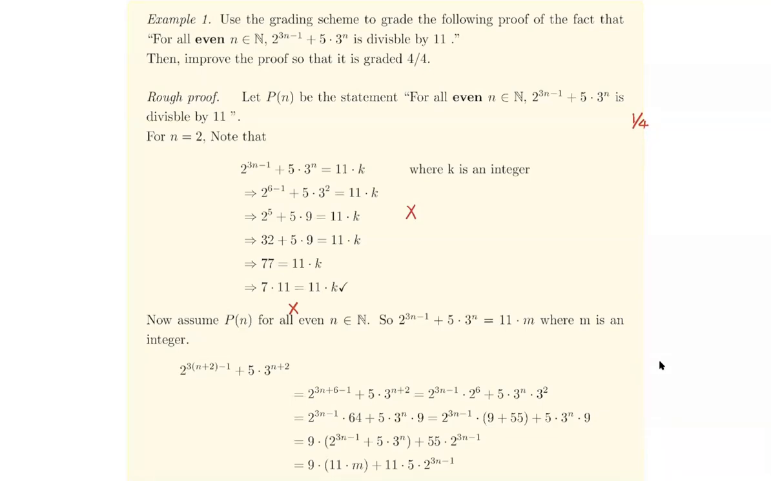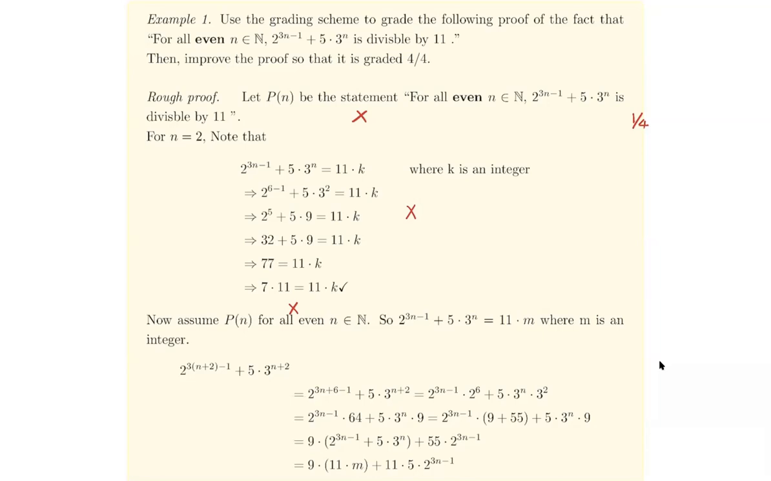Anyway, the other mistake is here: P of n. That's the other mistake. I will answer all of your questions later, but let's start from the beginning. Why is P of n wrong?